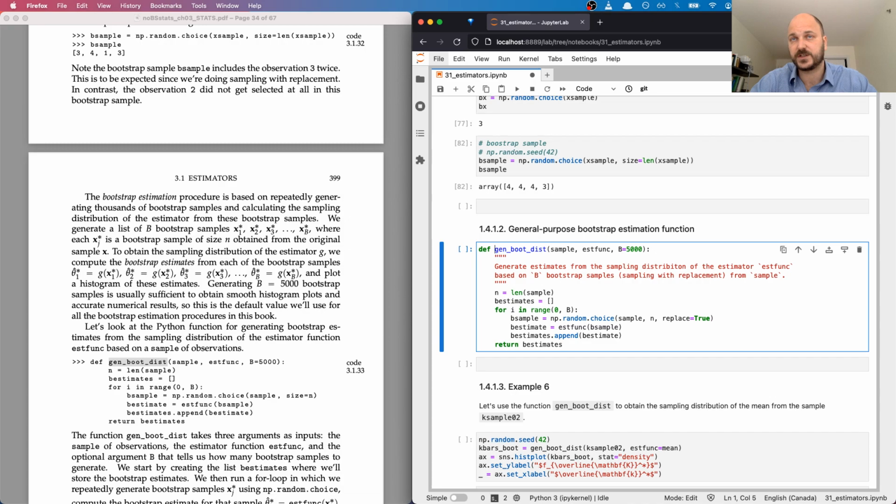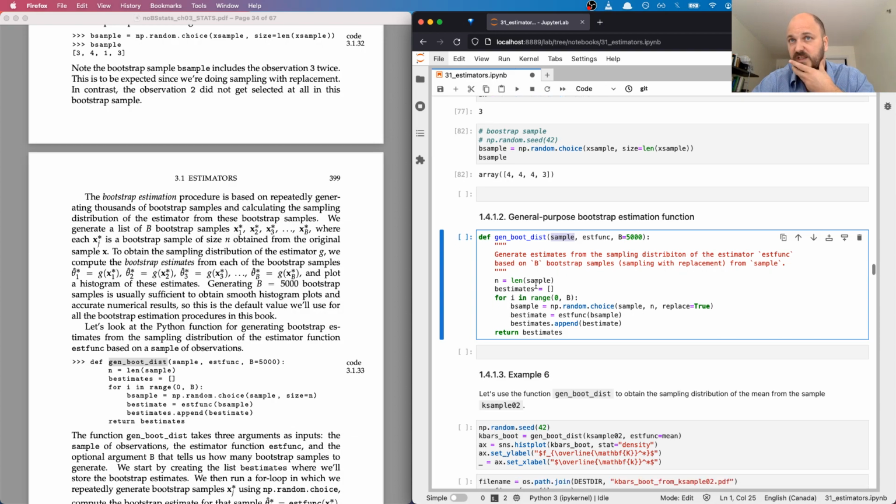The function signature, the procedure is very similar to what we did before. There's an estimator function, there's how many we're going to simulate. But instead of working from the population, it works from a single sample. And this is what we get. We generate a bootstrap sample, and we calculate the estimator function based on that bootstrap sample.